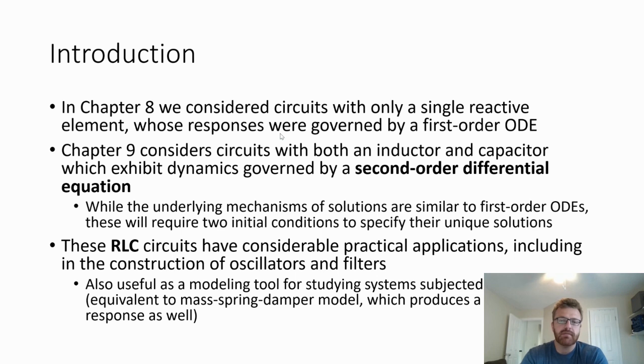So basically what the solution process boiled down to was determining what the unknown parameter was within the argument of that exponential function and determining the unknown scaling constant by enforcing initial conditions. So chapter 9 is going to work a lot in the same way. It's just going to be that these circuits will have two reactive components. They'll have both an inductor and a capacitor. So that's where in the acronym RLC, the LC portion is coming.